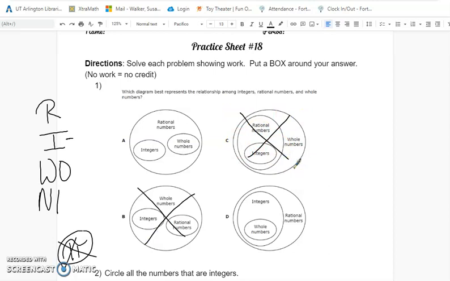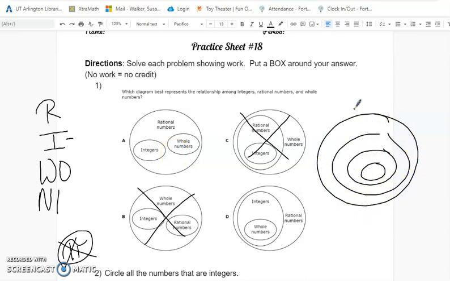Well, if you remember our diagram, they weren't separated like this. Remember they were like natural, whole, integer, rational. So they're like concentric, one inside the other, which is going to be this one. Natural would be inside there, then whole, integer, rational. We want to make sure we get that.